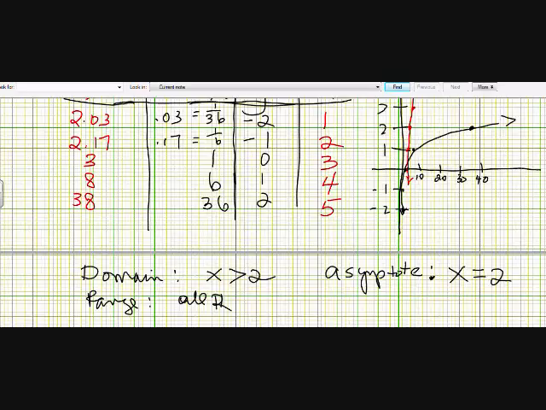Yes, ma'am? This is for the translation. My asymptotes move when I translate. On the y equals log base 6 of x, my asymptote was 0. On the black one, my asymptote was 0. But the red one moved over by 2, so my asymptote moves over by 2. If it were x plus 2, my asymptote would be negative 2. X equals negative 2.